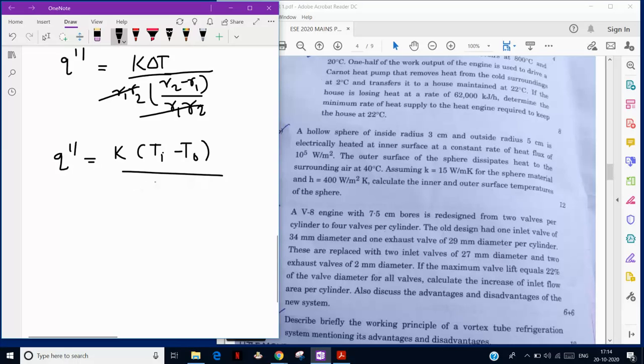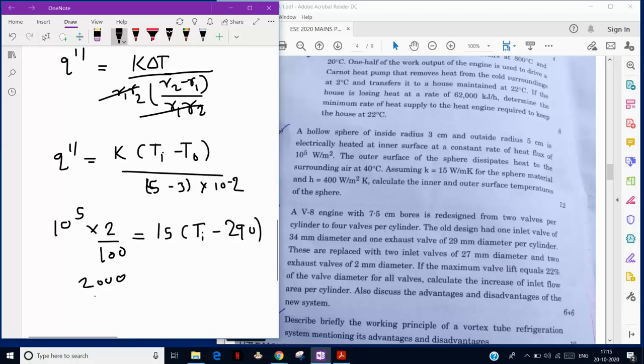r2 is 5 centimeter and the inner radius is 3 centimeter, multiplied by 10 raised to minus 2 to convert into meter. So heat flux is 10 raised to 5 multiplied by 5 minus 3, that is 2, times 10 raised to minus 2, divided by K, the thermal conductivity, 15. Ti minus the outer temperature, which is 290 degrees Celsius that we just found. So it becomes 2000 divided by 15 plus 290, which will be our inner temperature.